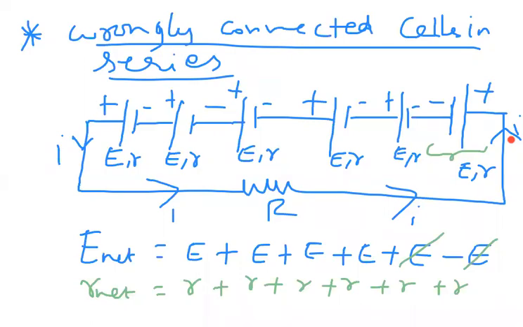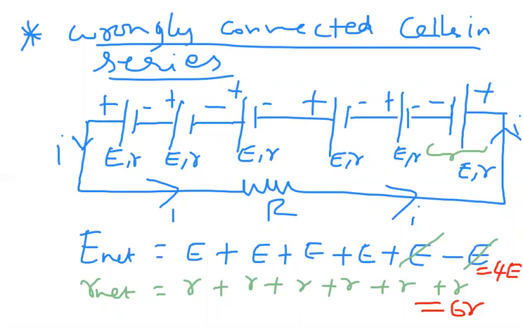Now, what is my formula for electric current? First, what is the net EMF value? Net EMF value is 4E. Net internal resistance value: how many are there? Total 6 are there, so I can write 6R. So I have found the EMF. Net EMF is 4E and net internal resistance is 6R. This is the information we got. I hope it is clear here.